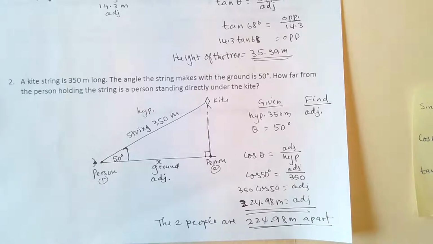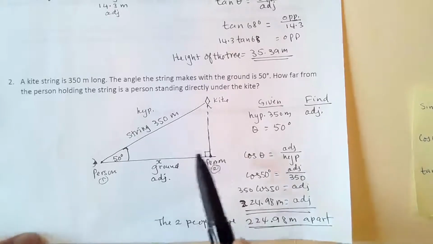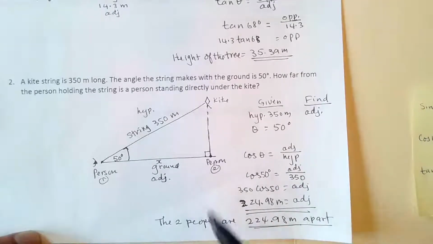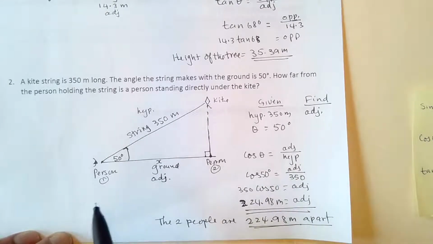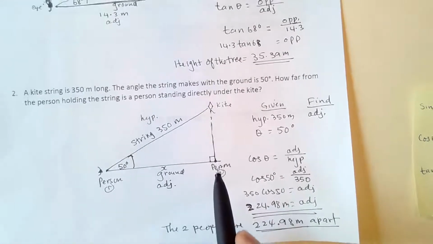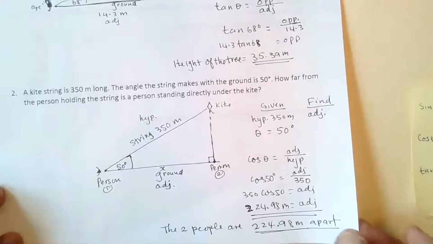So step 1, we construct a diagram of the problem. And since we are working with a right angle triangle, we label the sides based on what's given. And normally you'll label the sides based on the reference angle given. Okay. Let's go on to question 3.